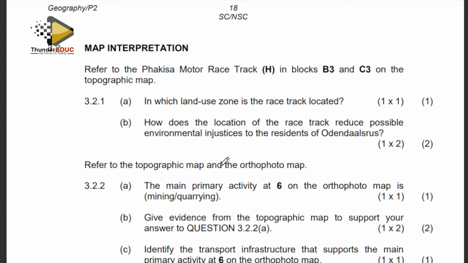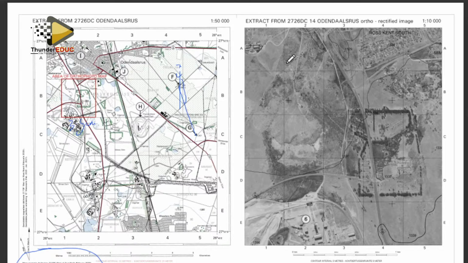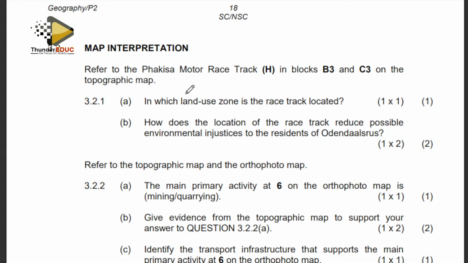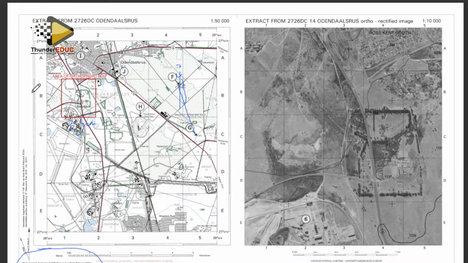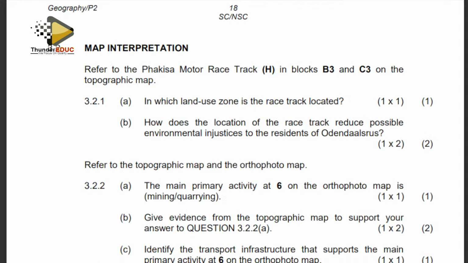It's now interpretation, right? So how do we apply the interpretation in this sense? We shall be using the map. You will excuse me because the map is not so clear because it has been scanned. So some of the things that we might want might not be clear, but I will try to explain what you can use in that sense. So it says refer to Pakistan motor race track, which is H in block B3. Let me see if it is visible. B3, H is here. So that means this is the race track. When you talk about the race track, guys, you understand that that is the area where they race cars.